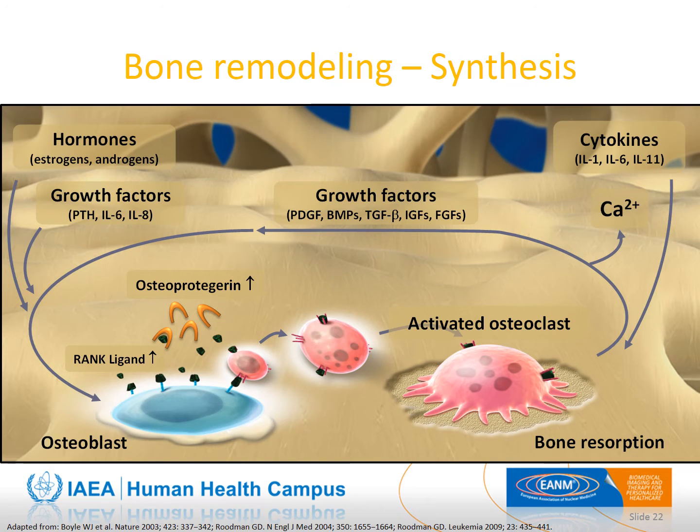To summarize the many regulators and mechanisms we have discussed in the previous slides, this cartoon summarizes the process of bone remodeling and the many local and systemic regulators that direct the effector cells, osteoblasts and osteoclasts.